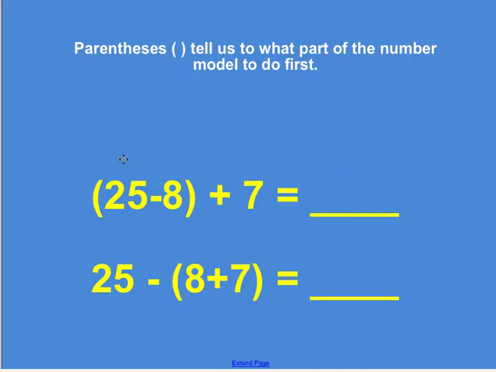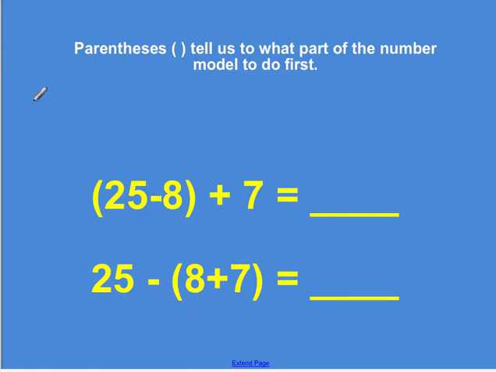So you all remember number models. This would be an example of one. And the only difference this time is that we have these little parentheses in here. So if you look at these two problems down below, you will notice that they have the exact same numbers. For example, without the parentheses, it would read 25 minus 8 plus 7 is equal to what? Same thing down here. Watch what happens though, Mrs. Gonzalez. Okay, I'm watching. When we have those parentheses in here.